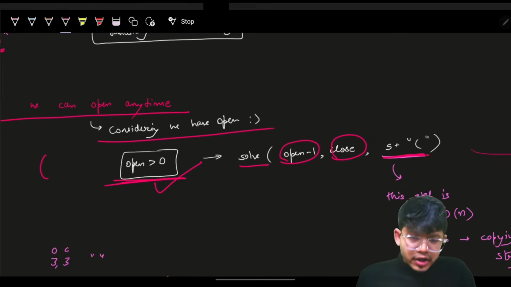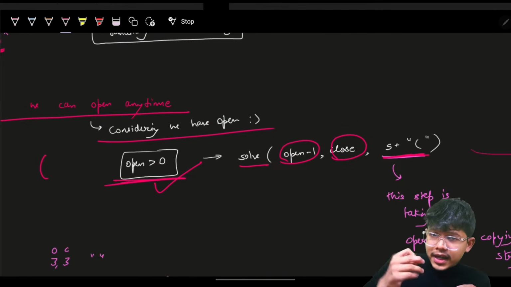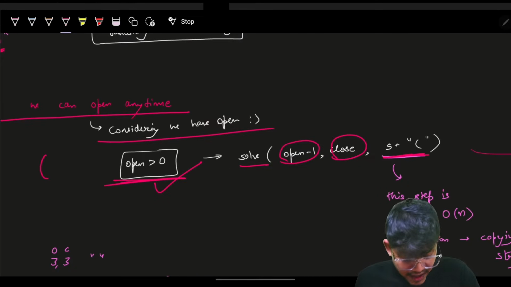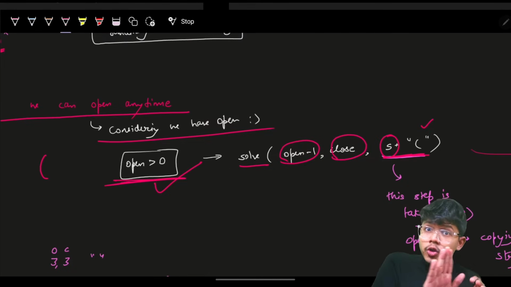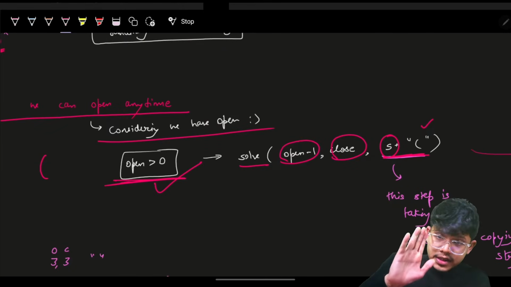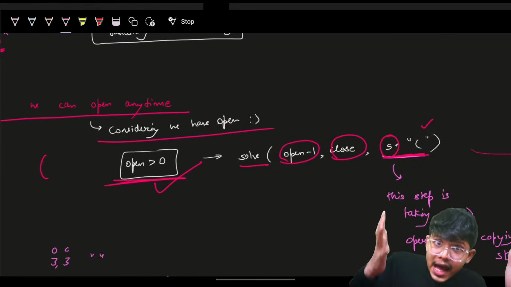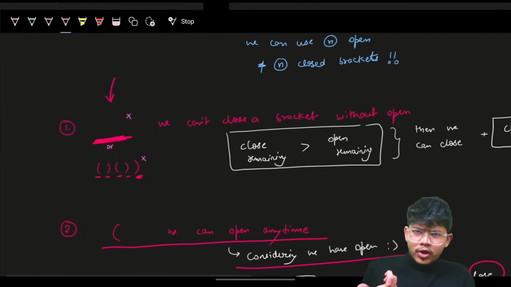And for sure, if I am placing an opening bracket after my existing string, which let's say is S, then for sure my opening bracket will come into the picture after this. No worries, I'll properly dry run this. It's just to understand how things can work. Now what about the closing bracket?